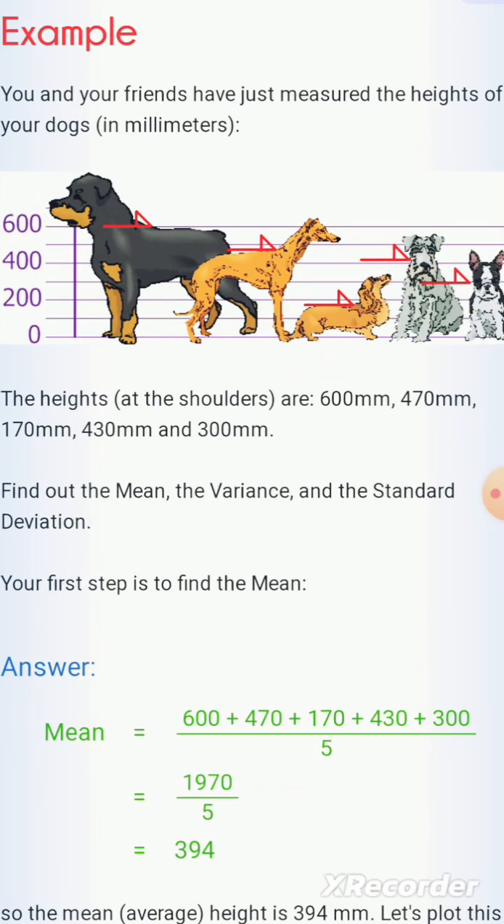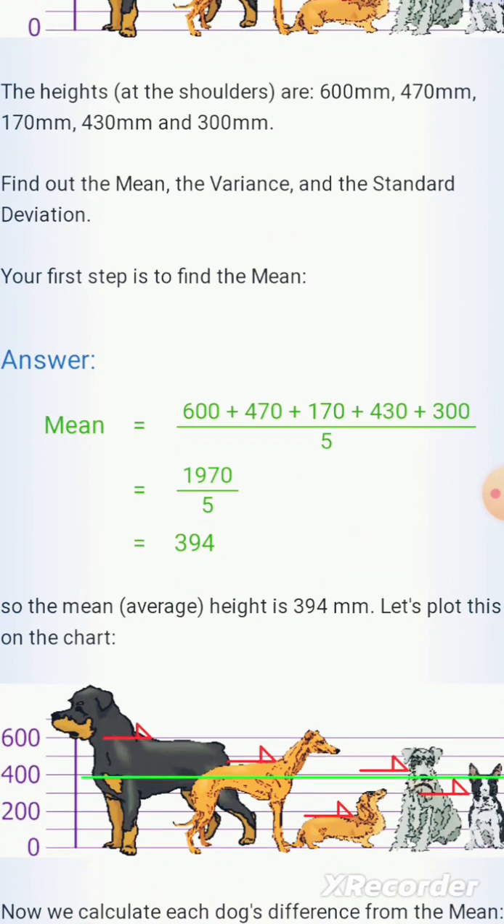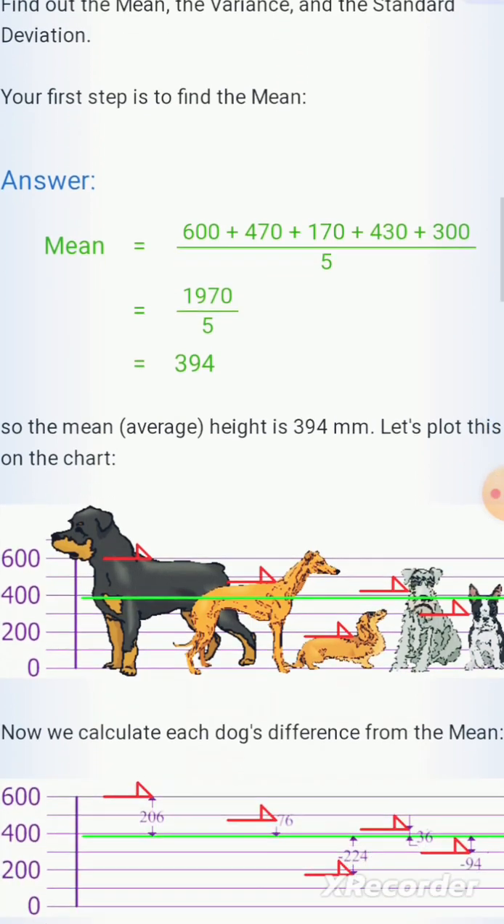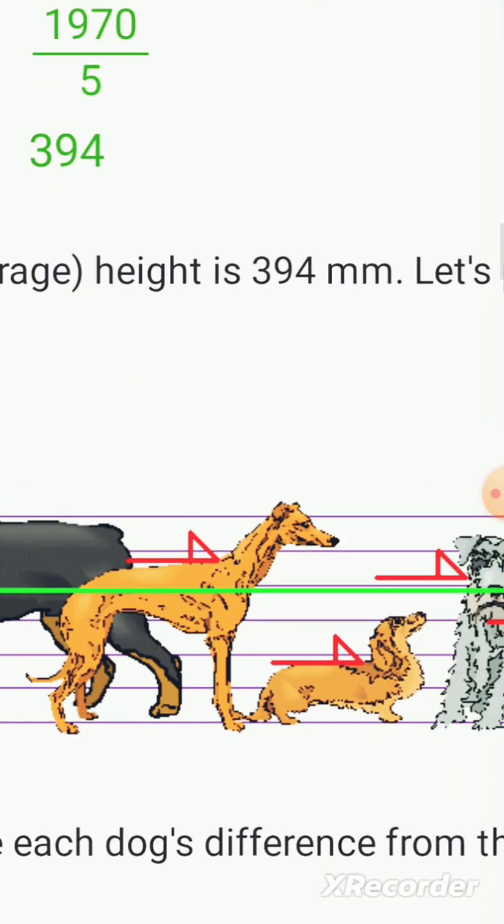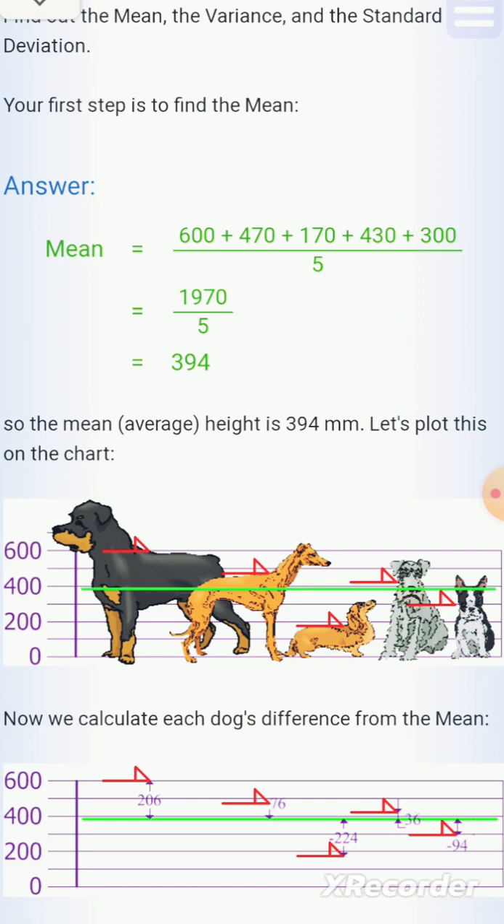For these 5 dogs' heights, we're going to find the mean, the variance, and the standard deviation. Let's first calculate the mean. So we're going to add those 5 heights up. 600 plus 470 plus 170 plus 430 plus 300. We get 1970. Then divide that number by 5. When we divide that by 5, we get a mean or an average height of 394 millimeters. We plot that on that same chart, and that is the green line that you see here. That green line is representing the mean of 394 millimeters, and it is about smack dab in the middle of all the heights of those dogs.